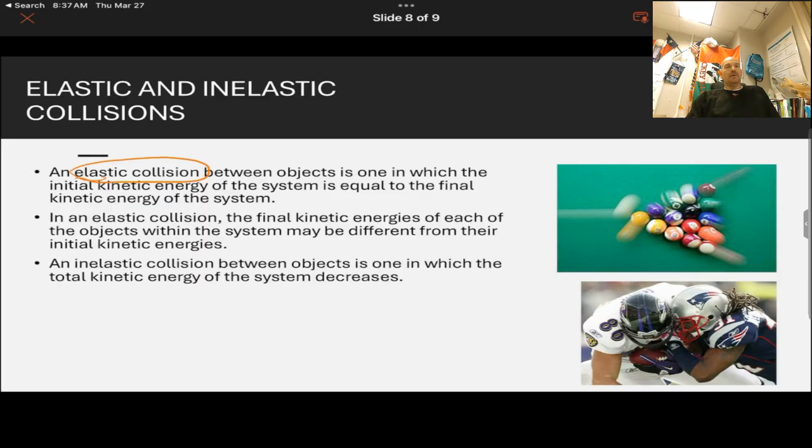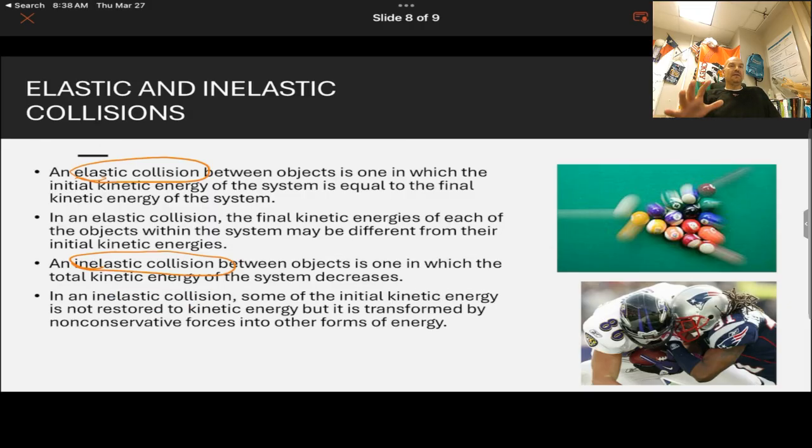It's not like it just simply transfers everything from one to the other. It's going to transfer based on the momentum. Now, the other type of collision is inelastic. With inelastic collisions, the kinetic energy will decrease. And why does it decrease? Because some of that energy is going to be transformed by non-conservative forces into other forms of energy.